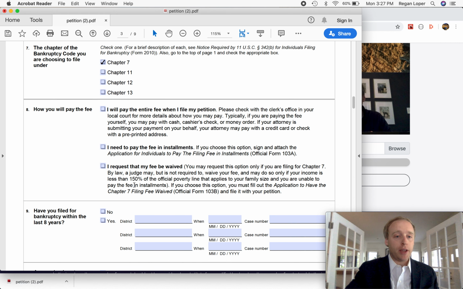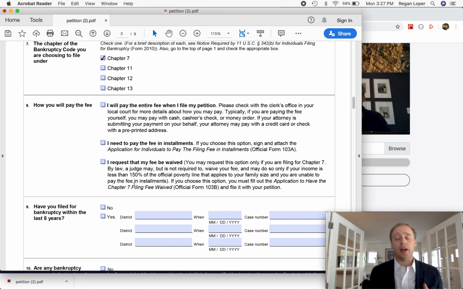Okay, paragraph 8. How are you going to pay the fee? As you may know, there is a $335 filing fee to file a Chapter 7 bankruptcy. So the court is asking, how are you going to pay this fee? And it gives you a couple of options. The first is, I'll pay the entire filing fee when I file the petition. And that's how a lot of people do it. They bring a check to the clerk's office when they file, or they do it electronically. But that's how I typically have seen it done.